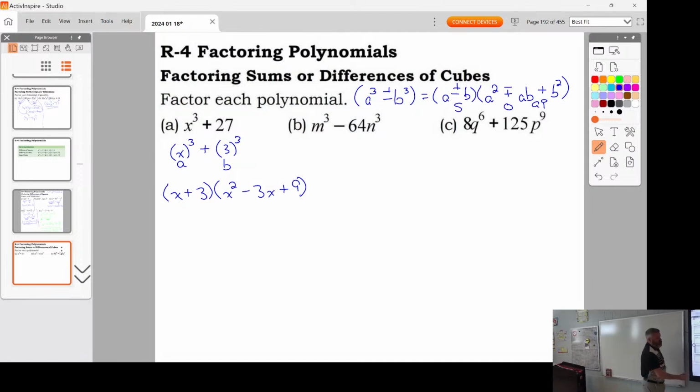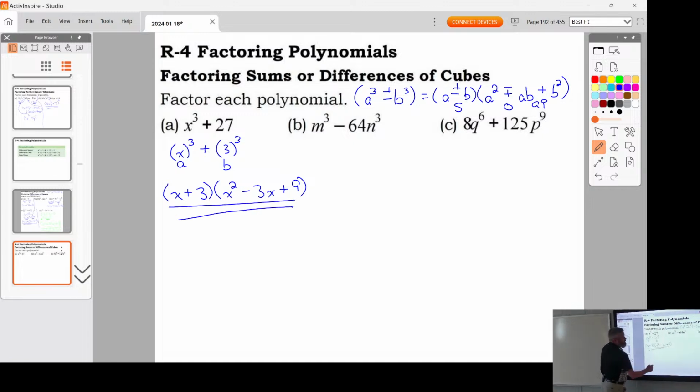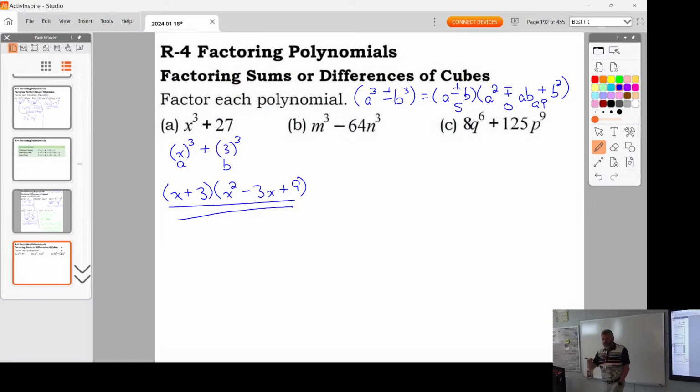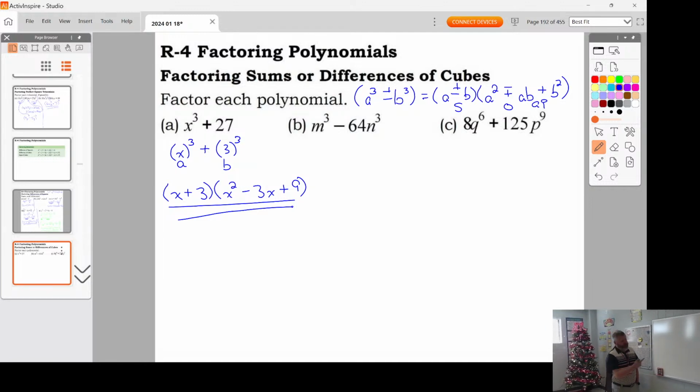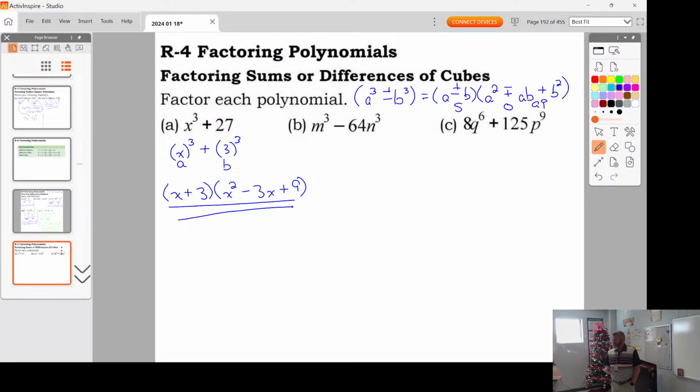As I've said before, do not try to factor that trinomial because we followed a rule to factor a sum of cubes. And that rule told us the answer, which tells us that that trinomial does not factor. Okay?